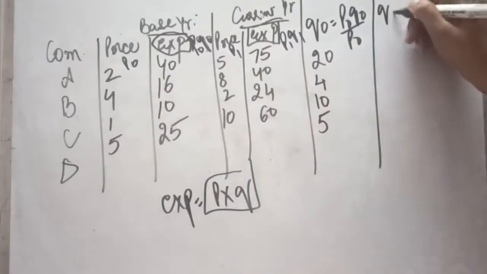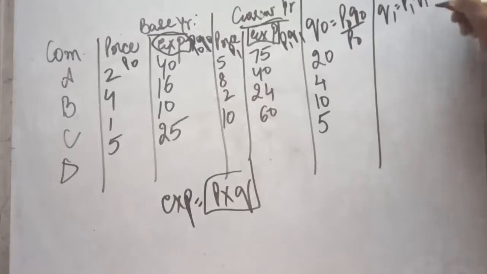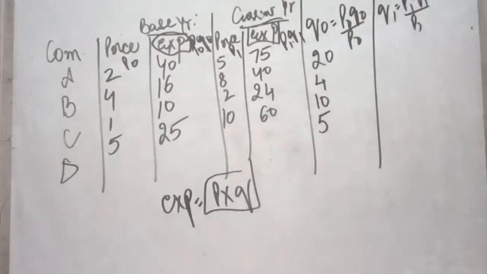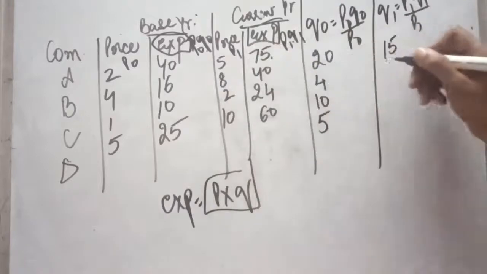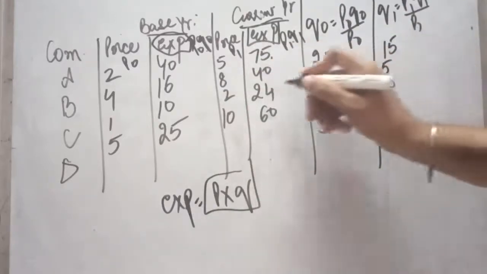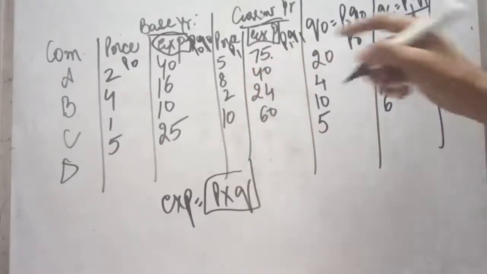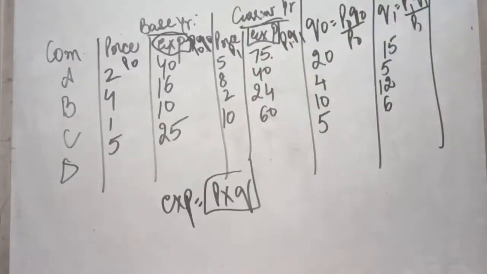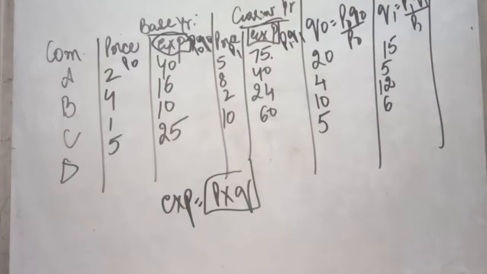Like this I can calculate Q1 also, because the formula for Q1 will be P1 Q1 divided by P1. So this will be divided by this. 75 divided by 5 will be 15. 40 divided by 8 will be 5. 24 divided by 2 is 12, and 60 divided by 10 will be 6. So here I have calculated Q1, P0 Q0 is given, P1 Q1 is given. Now the rest of the things I can calculate with the help of the available information.